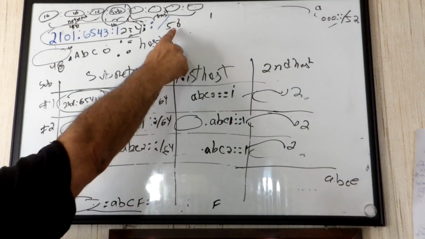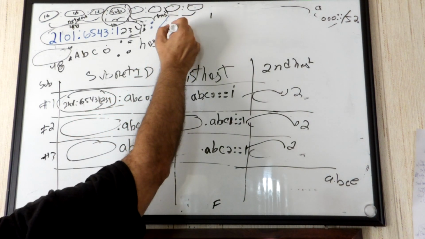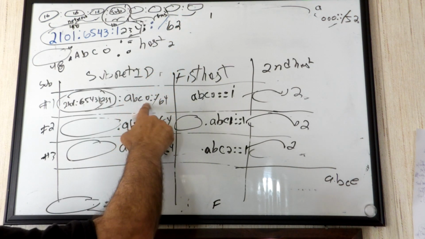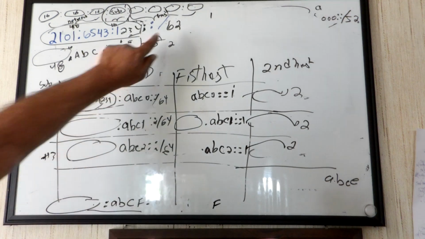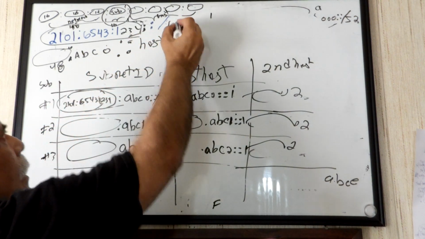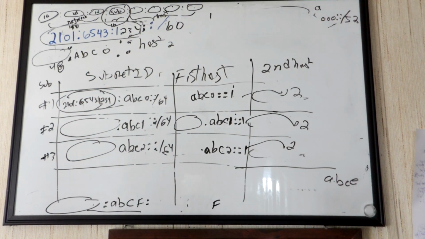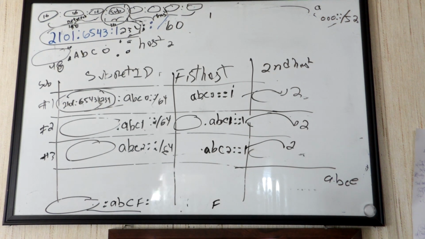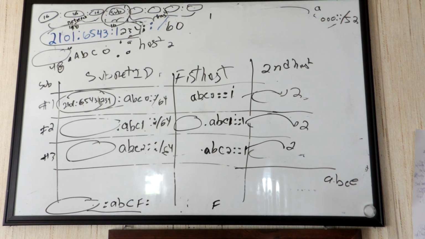Okay, this is for subnet. Now we talk about 62 here. This is 62. Only there is 1. 60, I'm sorry, 60. And there are only 4 bits left for the subnet. Okay, this is the way.